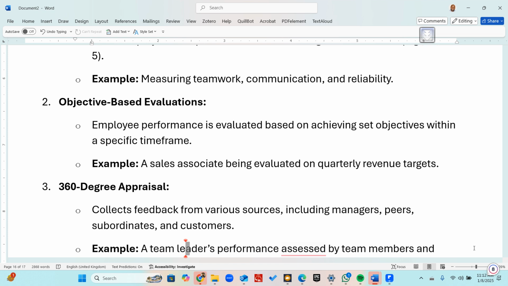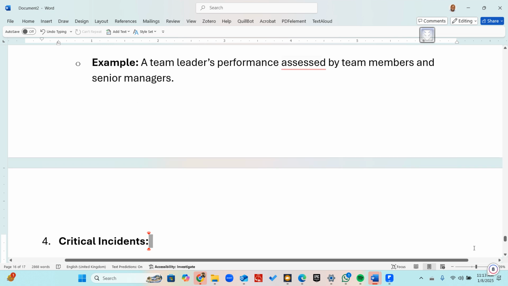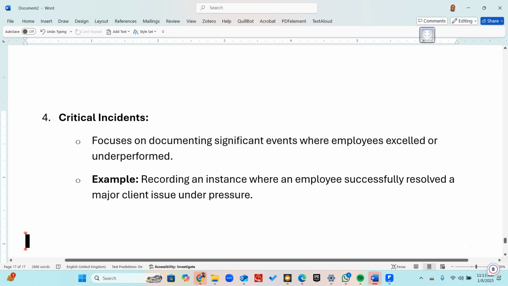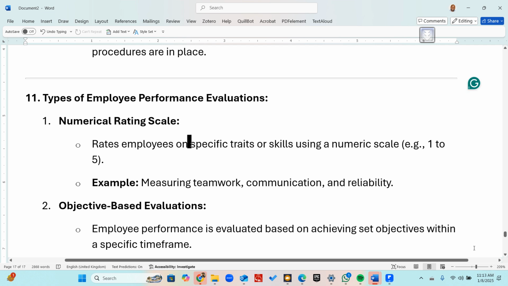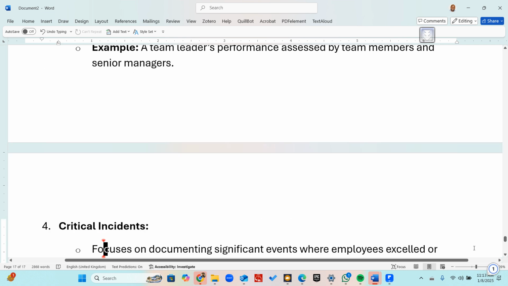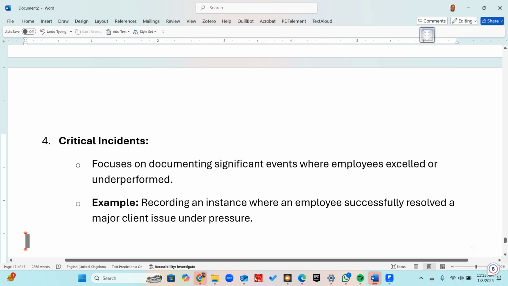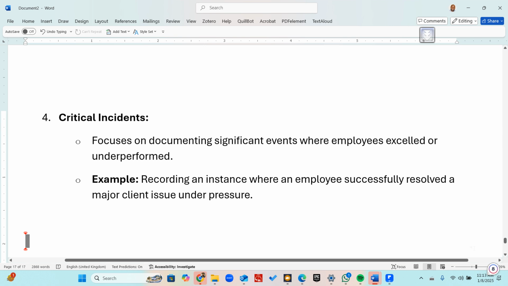360-degree appraisal collects feedback from various sources, including managers, peers, subordinates, and customers. That's why they call it 360. For example, a team leader's performance is assessed by team members, senior managers, and every other person. Critical incident focuses on documenting significant events where the employee excelled or underperformed, such as recording instances when an employee successfully resolved a major client issue under pressure. So these are the types of performance evaluation: numerical scale, objective evaluation, 360, and critical incident.